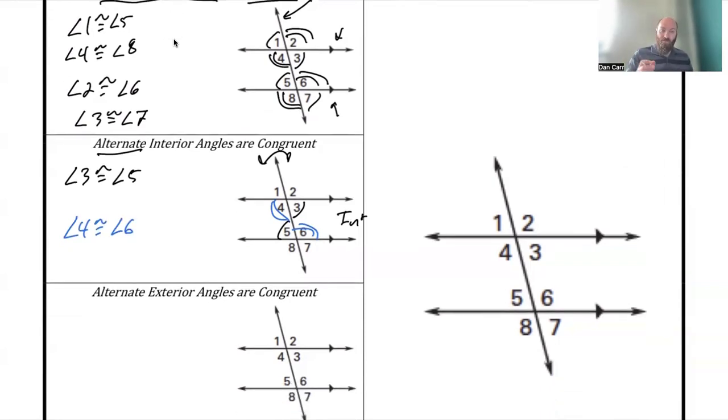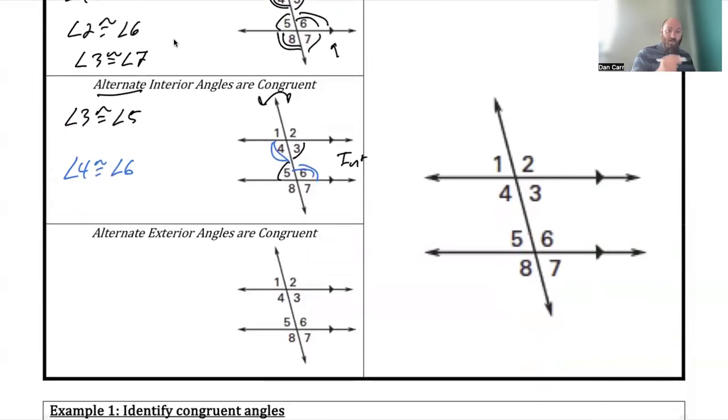Alternate exterior. Again, the alternate means on both sides of that transversal. Now we're going to look at angle 1 and angle 7. So angle 1 is congruent to angle 7. Then angle 2 and angle 8 are also going to be congruent to each other.